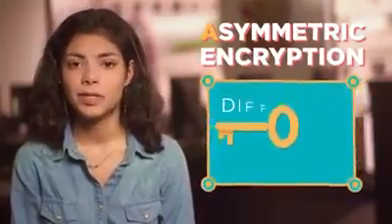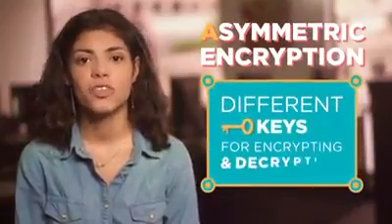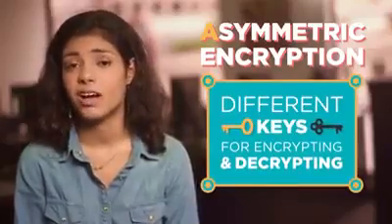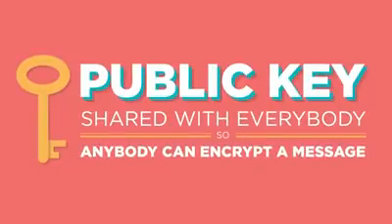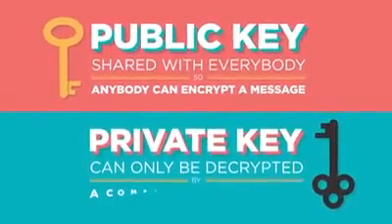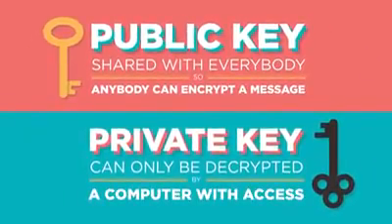Instead, computers use asymmetric keys, a public key that can be exchanged with anybody and a private key that is not shared. The public key is used to encrypt data, and anybody can use it to create a secret message. But the secret can only be decrypted by a computer with access to the private key. How this works is with some math that we won't get into right now.